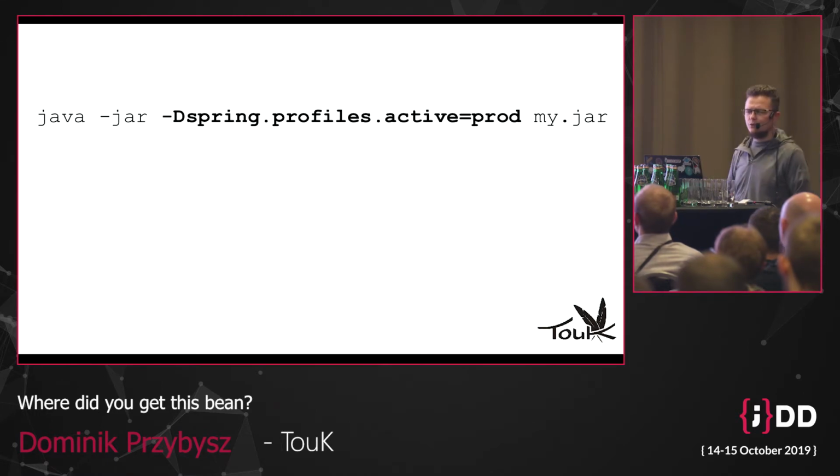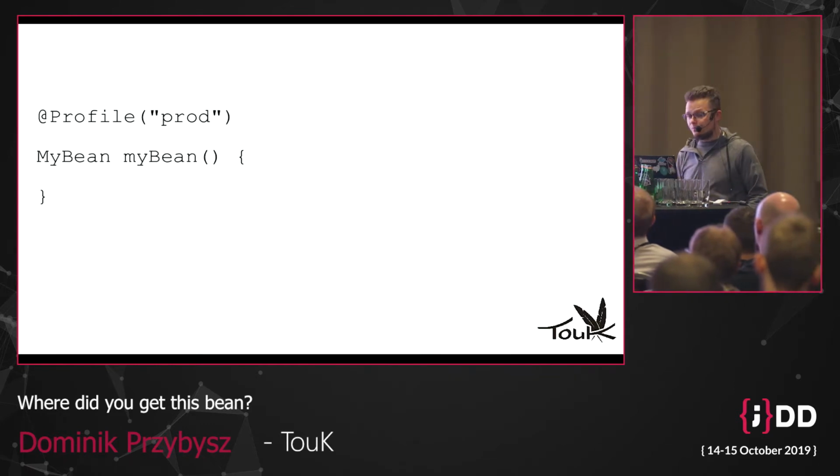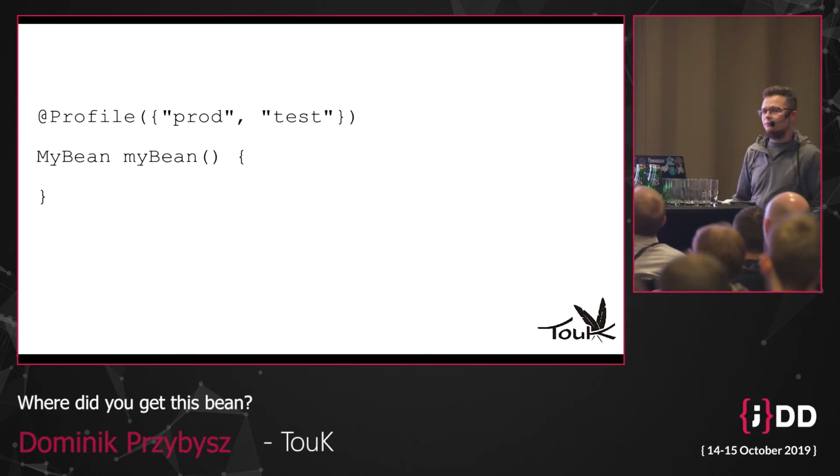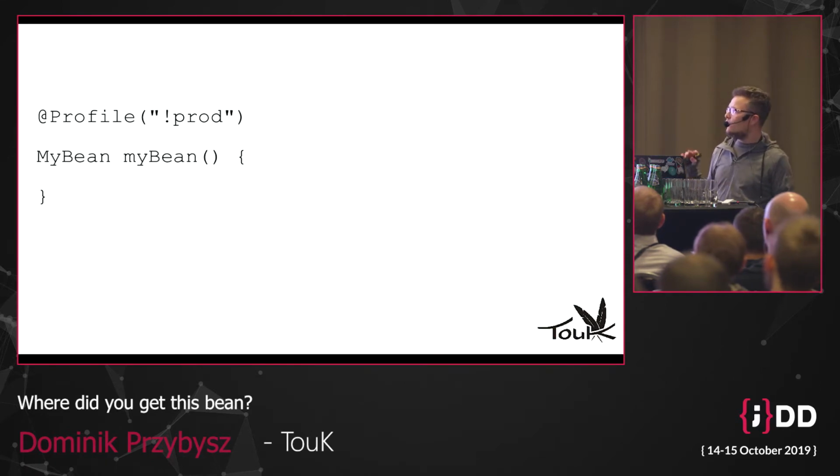We can also add this to our application YAML or any other properties. And we could define that this bean will be created only when the profile is prod. Or we could define that when the profile is prod or test. Or we could define that it will work on any profile but not on the prod profile. And it's written, as you can see, in the mechanics that you've seen before.